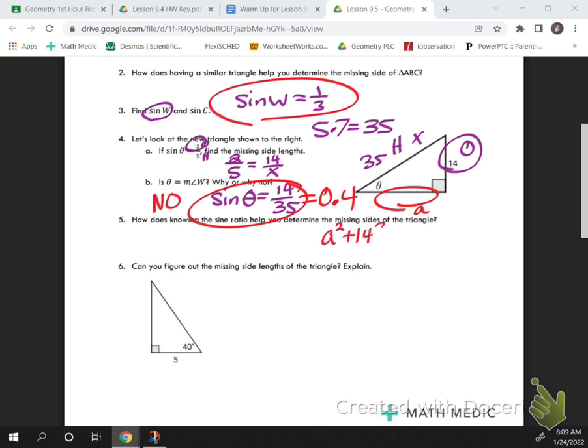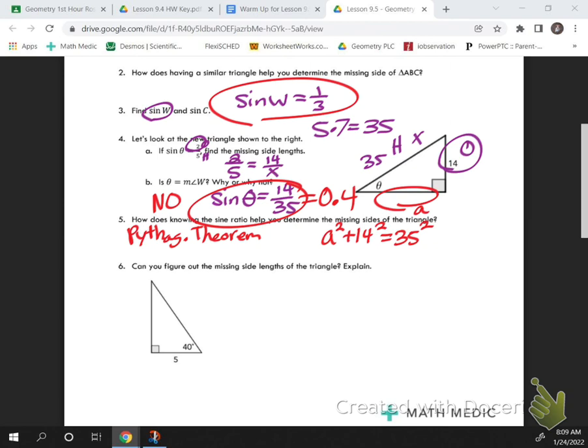Yeah. Let's do that right now. Let's find the other side of this triangle. Sine helped us get there because we can figure out two sides, and now we use the Pythagorean theorem to figure out the rest. Let's do that.